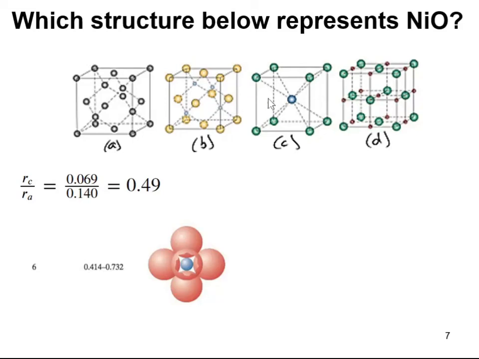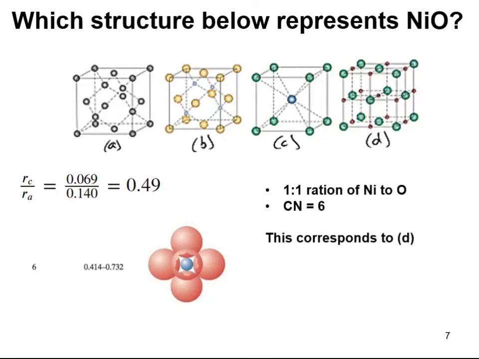All right, well, the only coordination 6 structure we had was D. So there's my cation in the middle. Then I've got 4 in the plane, 1 on top and 1 on bottom. So there they are, 4 in the plane, 1 on top, 1 on the bottom. My cation in the middle. So the answer for this then is D. This is referred to as the sodium chloride structure, rock salt structure, and that's how I determine it.